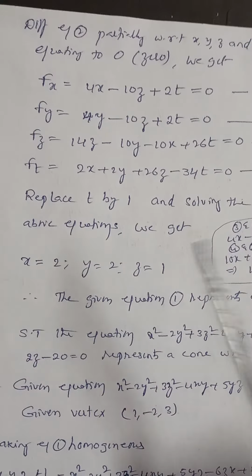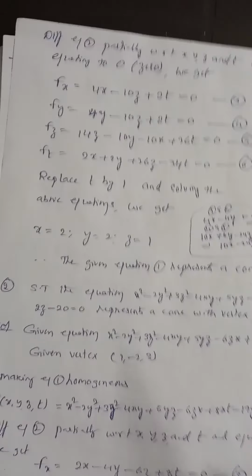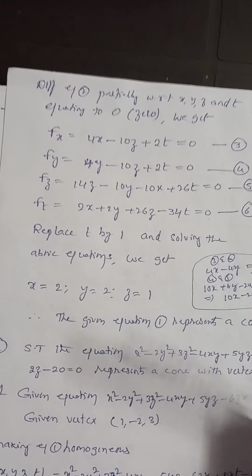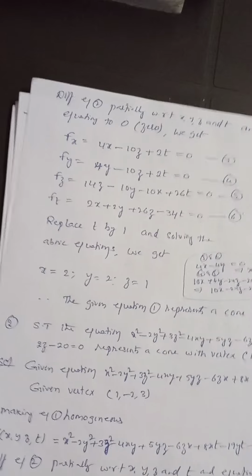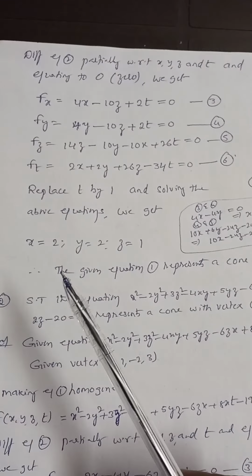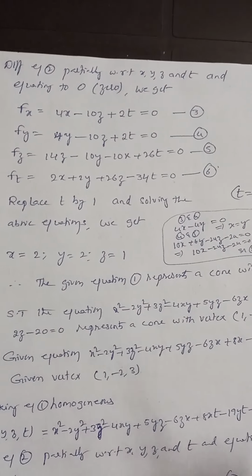That means x value is equal to 2, y value is equal to 2, z value is equal to 1. If you substitute these values in the equations, they reduce to an identity, right? No need to solve. Don't waste your time solving those equations for this particular problem. Now directly you can write x is equal to 2, y is equal to 2, z is equal to 1.